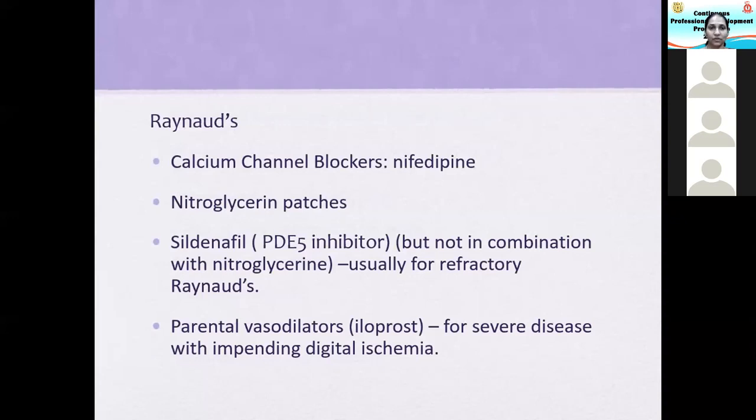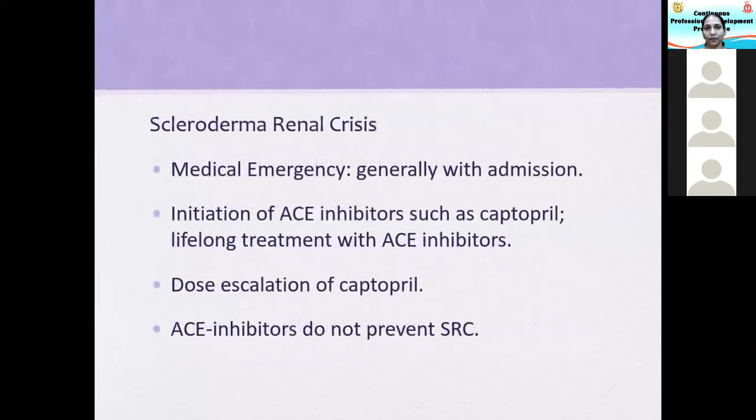For Raynaud's, calcium channel blockers, nifedipine, would be the first choice. You can also use nitroglycerin patches, as well as vasodilators like phosphodiesterase 5 inhibitors, which can be used in refractory Raynaud's. Parenteral vasodilators like iloprost are used if there are severe Raynaud's symptoms with impending digital ischemia.